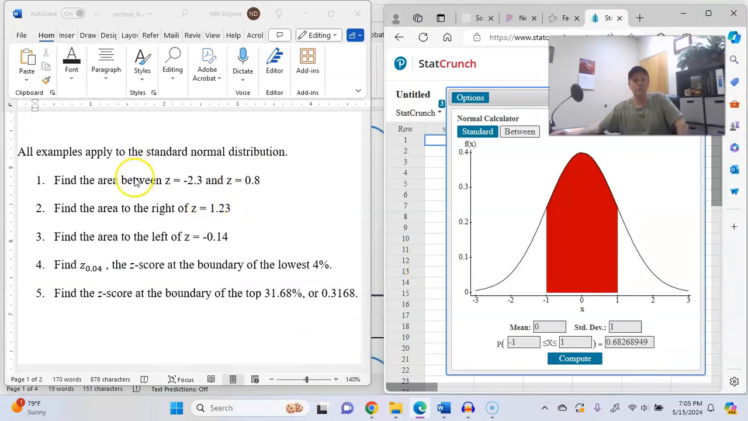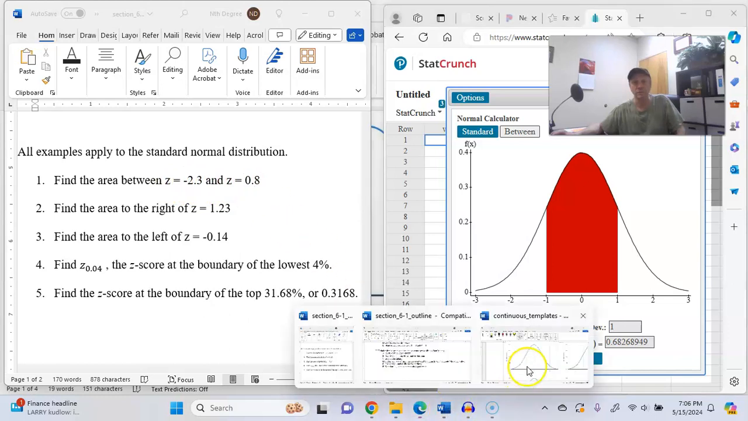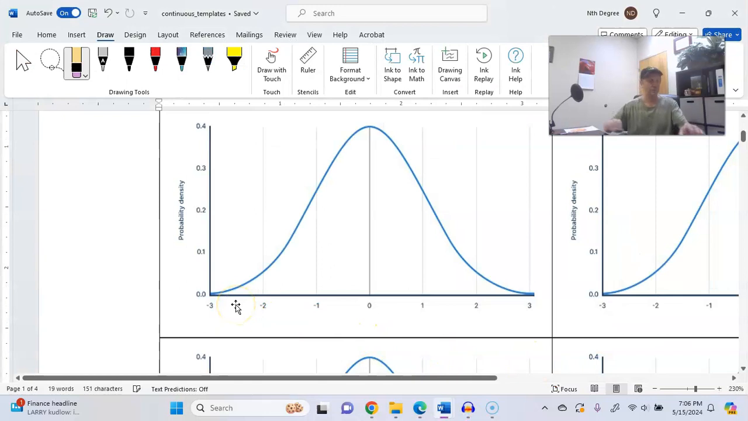So I want to start with some questions over here. I want to practice the art of drawing them first because when we draw them, it really helps us see what the minimum and maximum are. Okay. So the first question says, find the area between z equals -2.3 and z equals +0.8. So I'd like to draw that first. This one is pretty simple and self-evident, but let's just get in the habit of this.